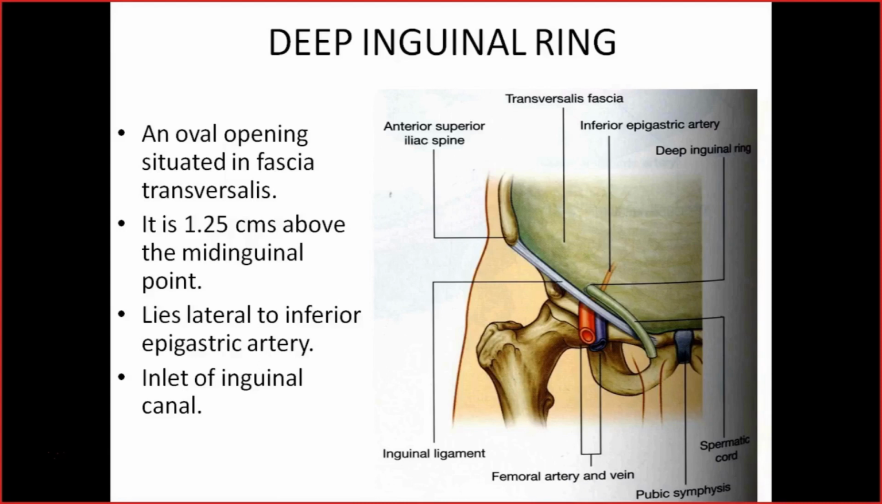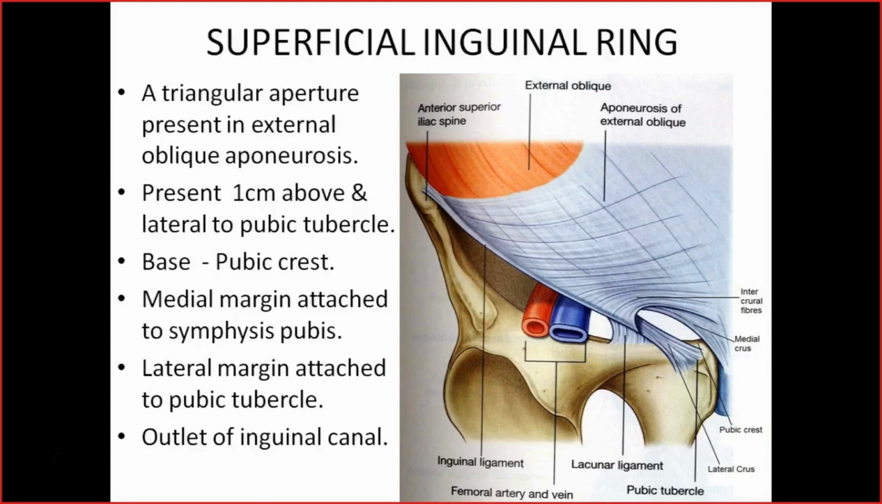Then we will go for the superficial inguinal ring. As I said, it is present in the aponeurosis of the external oblique abdominis, and it is a triangular aperture. You can make out the triangular shape here. This triangular aperture is present 1 cm above and lateral to the pubic tubercle. Here you have the pubic tubercle, and just above and lateral to it you have this triangular aperture in the aponeurosis of external oblique. This again has some boundaries. As it is a triangular aperture, the base of it is formed by the pubic crest.